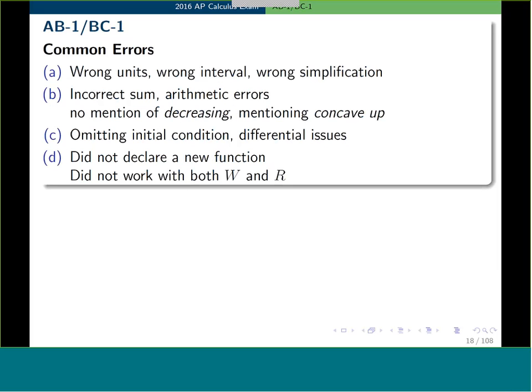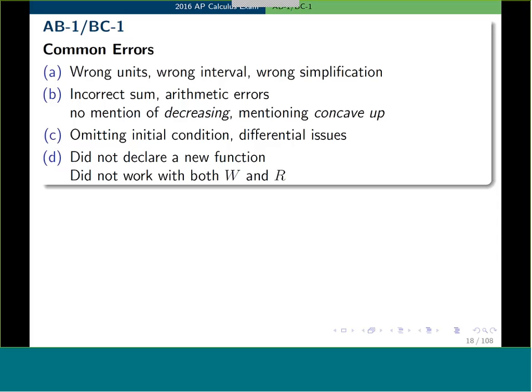Some students went on, unfortunately, and made a wrong simplification. Remember that under the pressure of a high-stakes exam, they can leave a numerical expression unsimplified. In Part B, some students gave us an incorrect sum, even though we were asking for a left Riemann sum. Students insisted on doing a midpoint or a right Riemann sum. And again, unfortunately, there were some arithmetic errors.